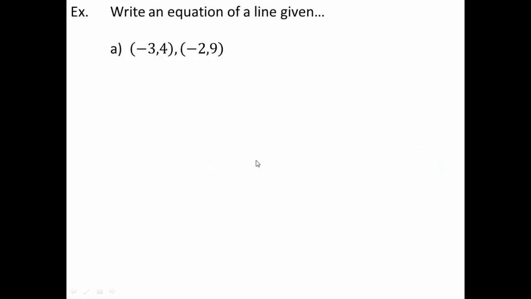Alright, let's practice writing an equation of a line given these two coordinates. So give this a try on your own and then hit play when you're ready.